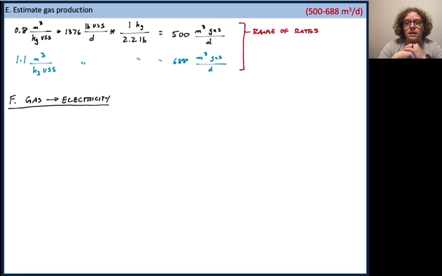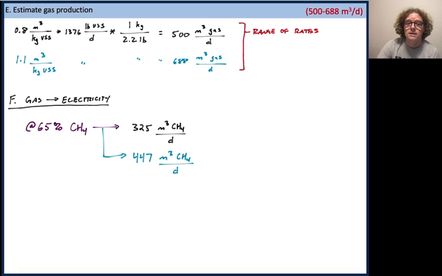Finally, we're asked to assess what might be the electrical potential if we took that gas and captured the methane and turned that into electricity. So that would be essentially piping it into a natural gas electrical production plant or power plant. Well, we were told gas from the digester is typically 65% methane. And so I can take those two values above, multiply them by 0.65, and I find that anywhere from 325 to 447 cubic meters of methane per day could be generated.